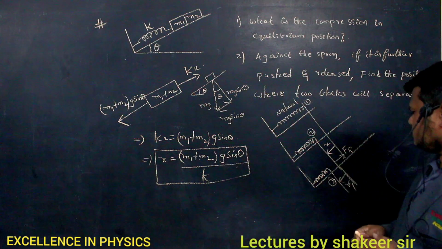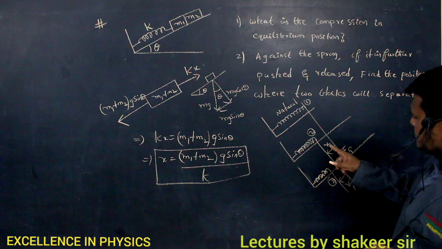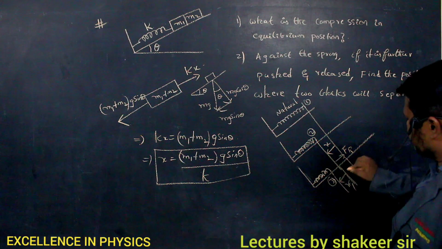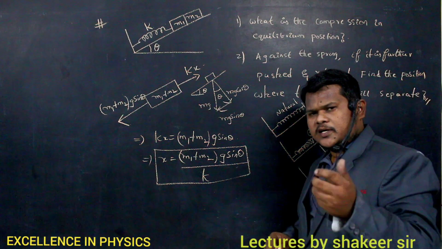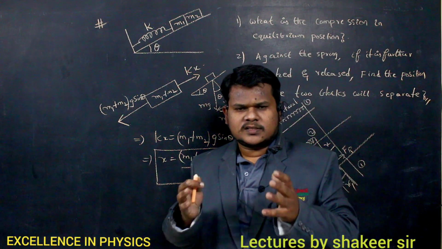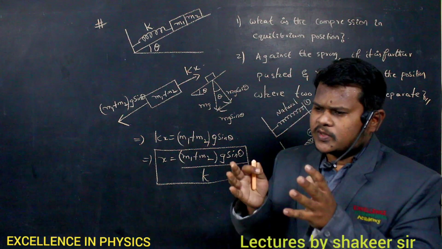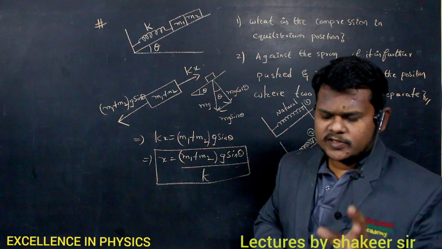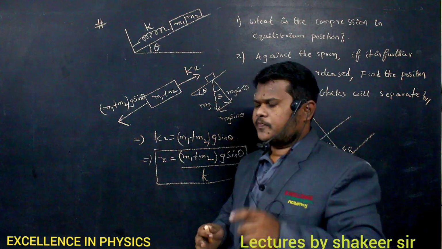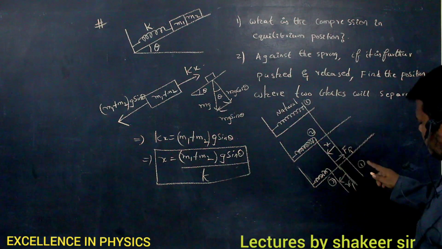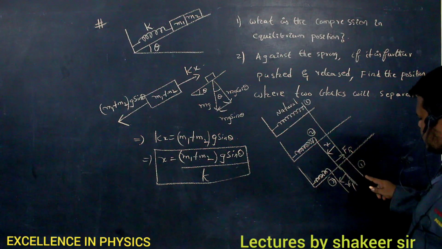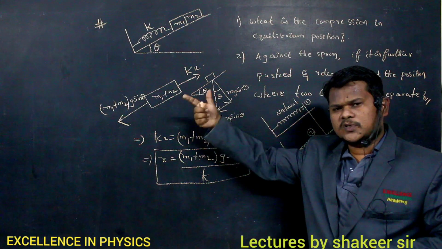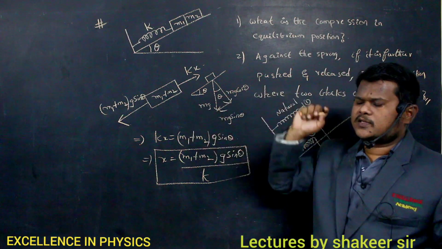Now when this spring reaches position number 1, what happens? This is the natural length of the spring, no? This is the natural length of the spring. So here restoring force will become 0. So up to position number 1, what will happen? Up to this position number 1, both the blocks will move like a single body.